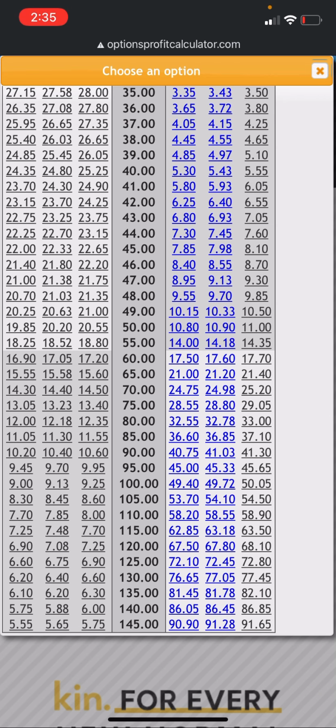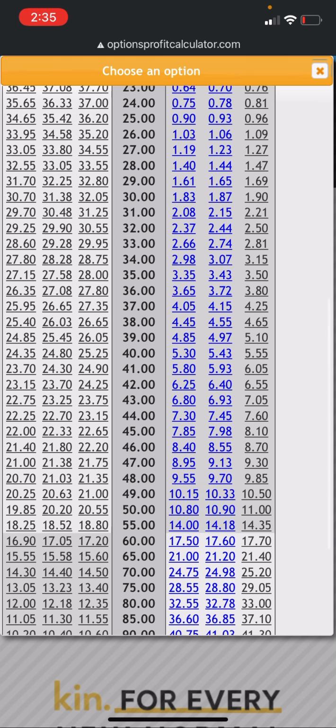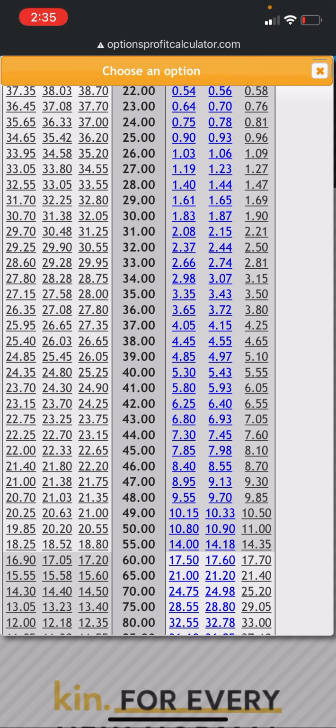Let's say we shorted a put instead. We're not going to buy, we're going to short a put that is out of the money, so anything in the gray on the right side. Let's say I think AMC is not going to go any lower than 48. So I'm going to take the 48 put option, which is in the right column, and I'm going to short it.